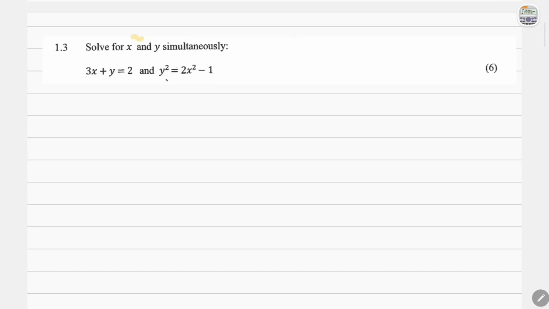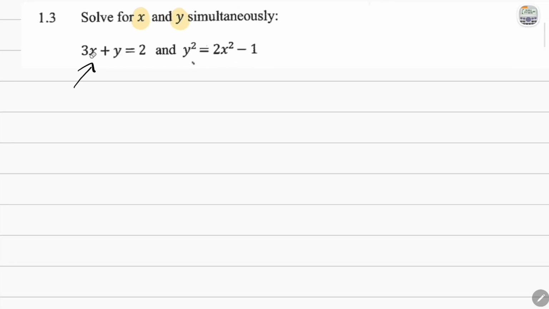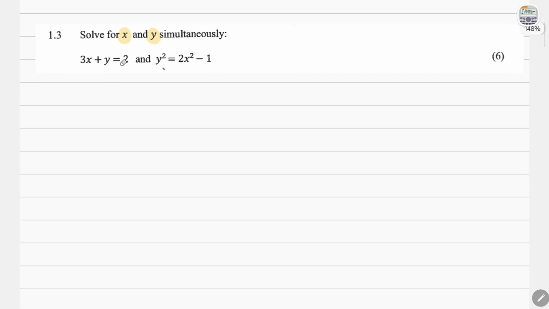Question 1.3 says solve for x and y simultaneously, and they've given us two equations. As you can see, one is linear. There's no x squared, there's no xy, anything like that. So we can just go straight for the linear and make y the subject. So if you leave y on the left-hand side and transpose the 3, you have this is equal to, the 2 is still on the right, transpose that 3x, it's negative 3x, and we can call this equation 1. So you can go ahead and call this one equation 2.